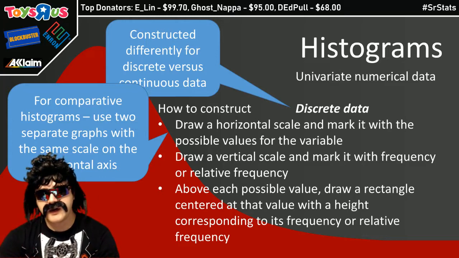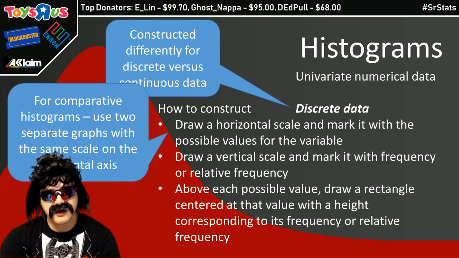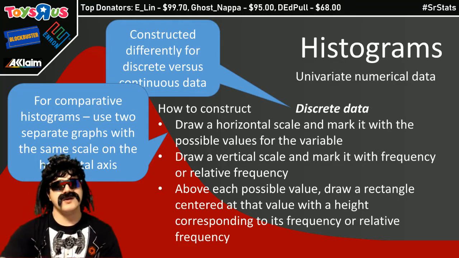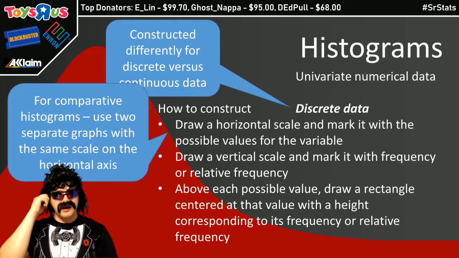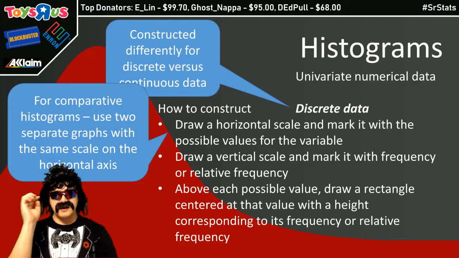For comparative histograms, use 2 or more separate graphs with the same scale on the horizontal axis. So again, if you want to compare things, you need to have multiple histograms, but you need to have the scale being exactly the same.